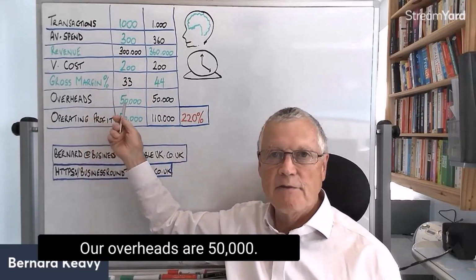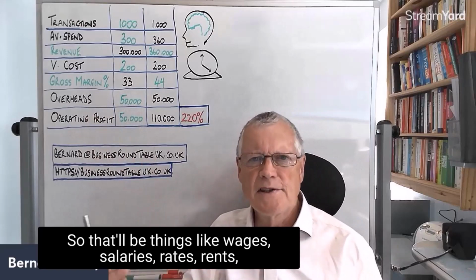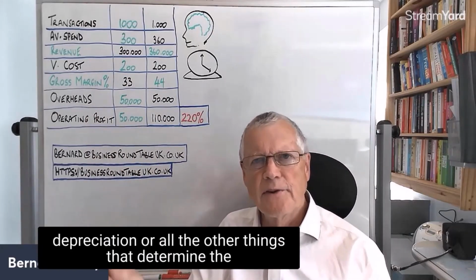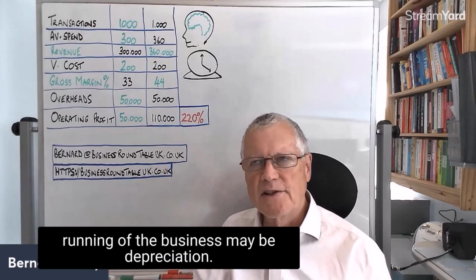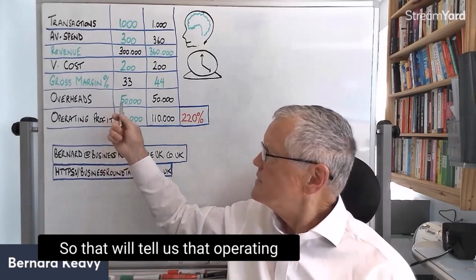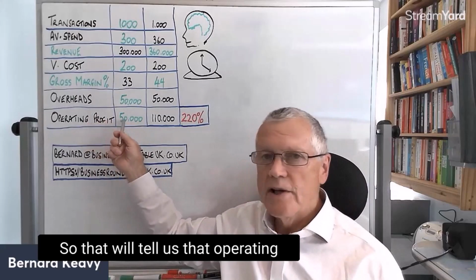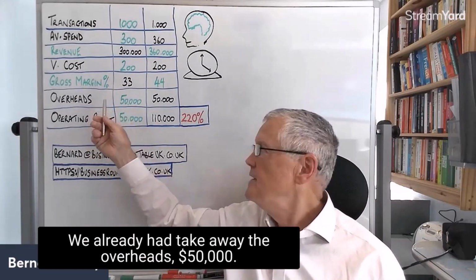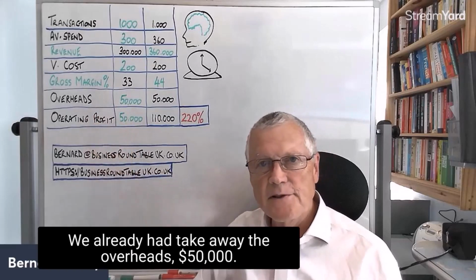Our overheads are 50,000. So that will be things like wages, salaries, rates, rents, depreciation, all the other things that determine the running of the business. So that will tell us our operating profit is here 50,000, because it's the 100,000 we already had, take away the overheads, 50,000.